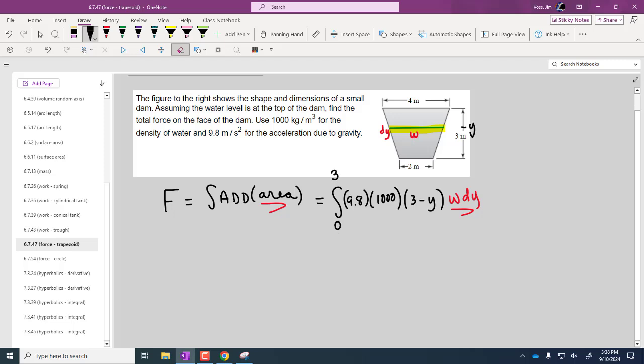When we have these problems on the exam, will there be pictures included or just the work? No, I'll put pictures for some of them, yeah.